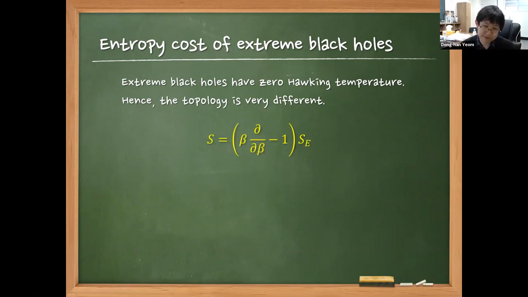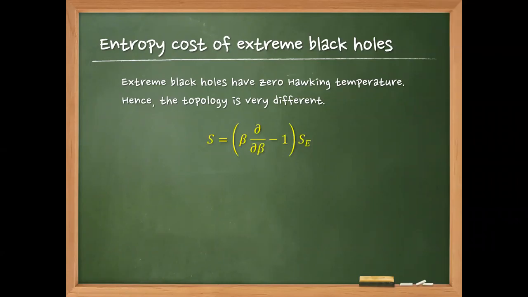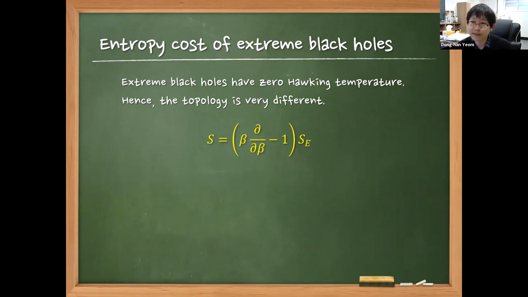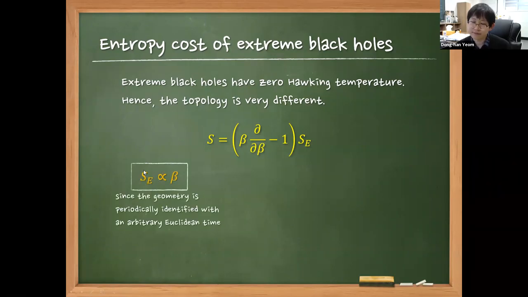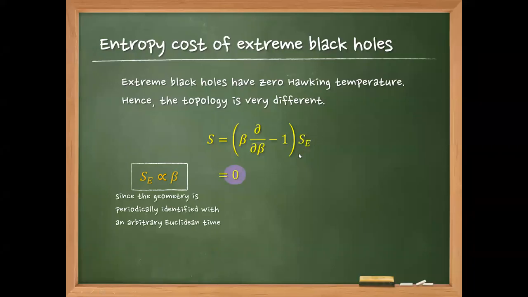In the pure Minkowski case, the Hawking temperature is zero, so you can periodically identify with any time. Like this, in extreme charged black holes, the Hawking temperature is zero. So the topology changes from the non-extreme black hole to the extreme black hole. The topology is very different. If you compute the entropy from the Euclidean action, due to the new topology of the extreme black holes, the Euclidean action is proportional to the period, I mean the Euclidean time. And if S_E is proportional to beta, then you can simply prove that the entropy is zero.